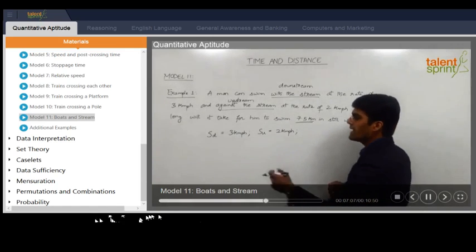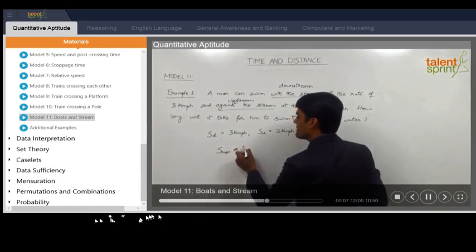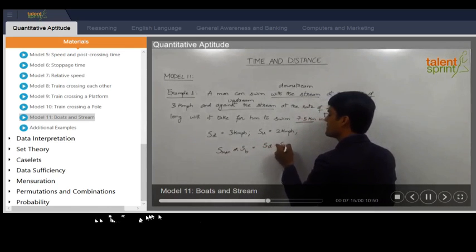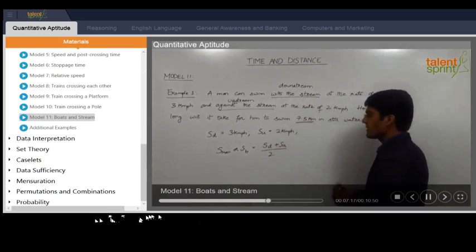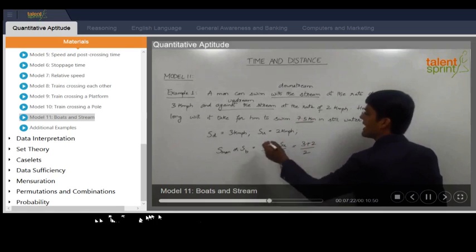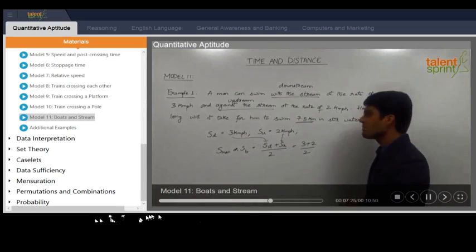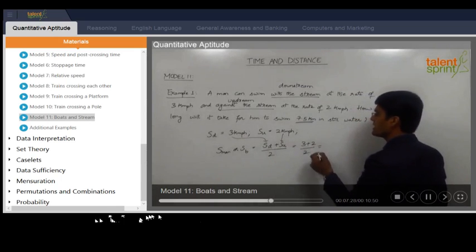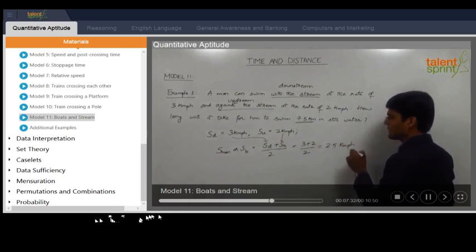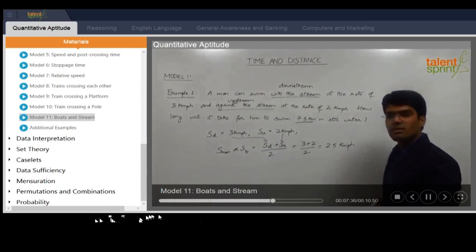Now we know that the speed of the man or the speed of the boat, SB, can be calculated as downstream speed plus upstream speed divided by 2. So this can be taken as 3 plus 2 divided by 2, as the downstream speed is 3 kilometers per hour and the upstream speed is 2 kilometers per hour. So 3 plus 2 by 2 is nothing but 5 by 2, which is 2.5 kilometers per hour. So very clearly the speed of the man is 2.5 kilometers per hour.